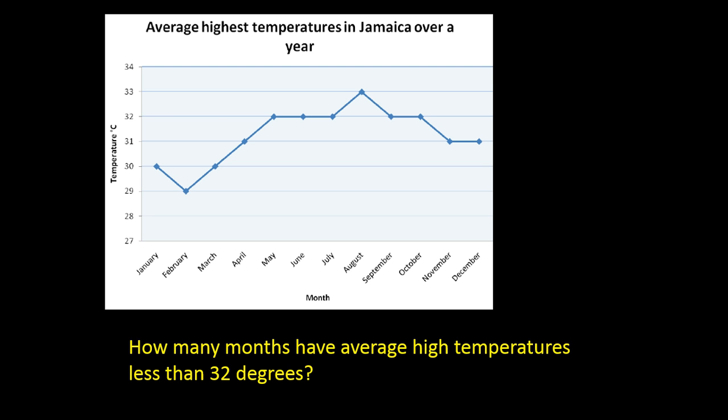How many months have average high temperatures less than 32 degrees? Well, less than 32 degrees would have to be 31 degrees or lower on this graph. So that happens for 6 months. That would be in January, February, March, April, November, and December.